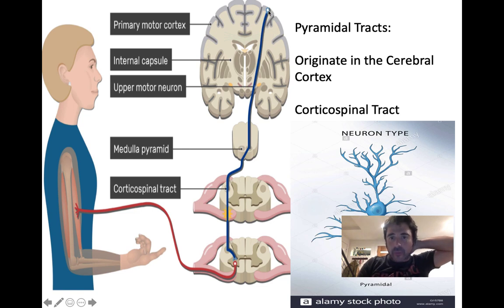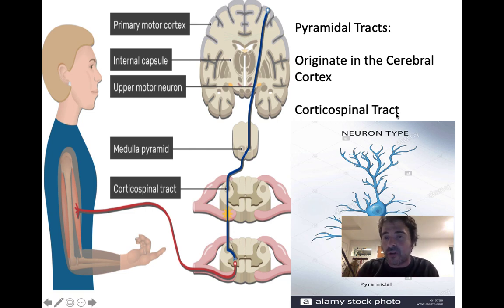Any tract that has a point of origin in the brain and a point of termination in the spinal cord is what's called a descending tract, meaning information is moving down from the brain to the spinal cord. And all descending tracts are carrying motor information, because why would you carry sensory information away from the brain? So you always name a tract where it originates and where it terminates. And if it originates in the brain and terminates in the spinal cord, then you're looking at what's called a descending tract.